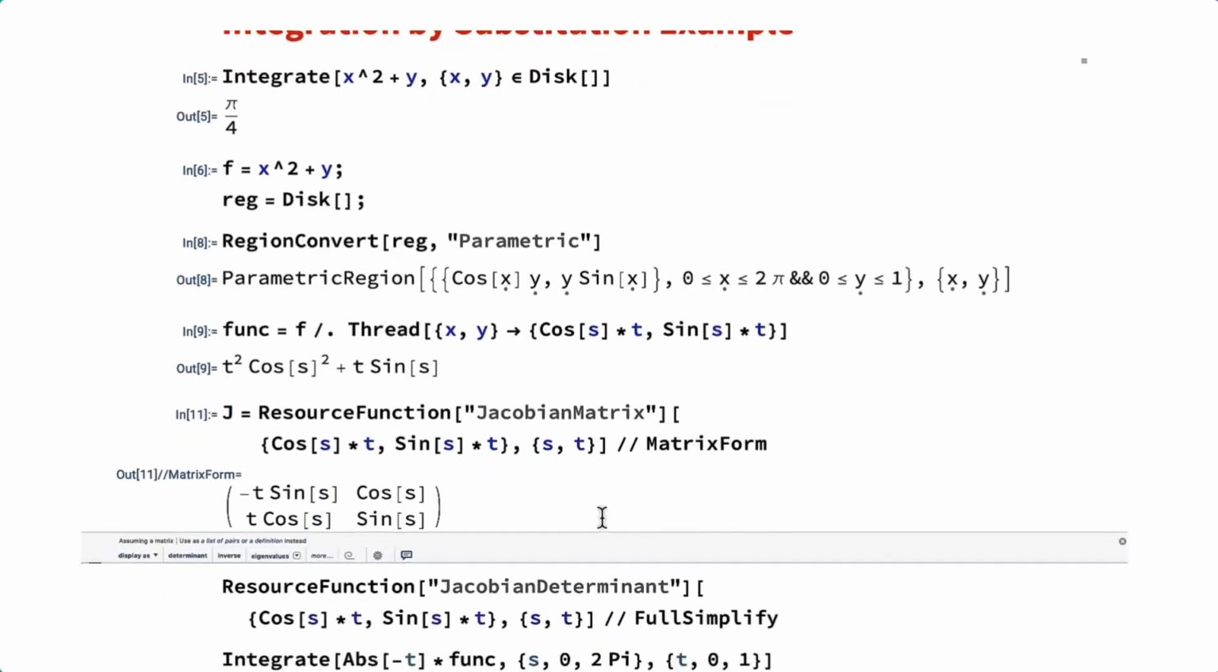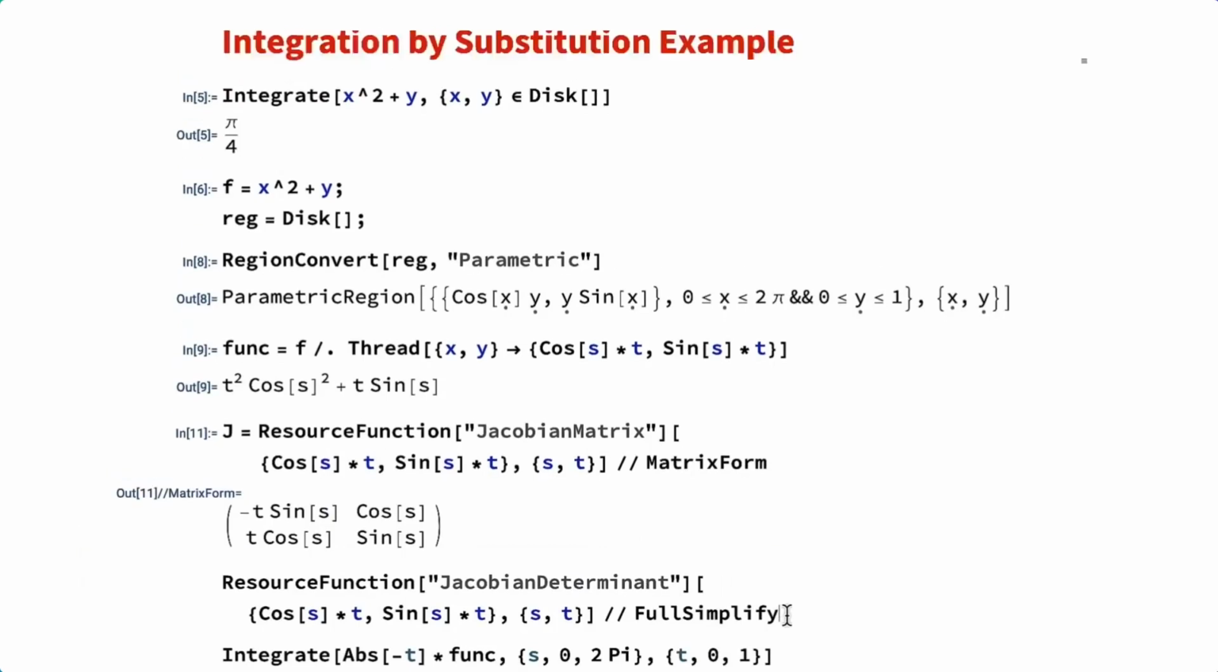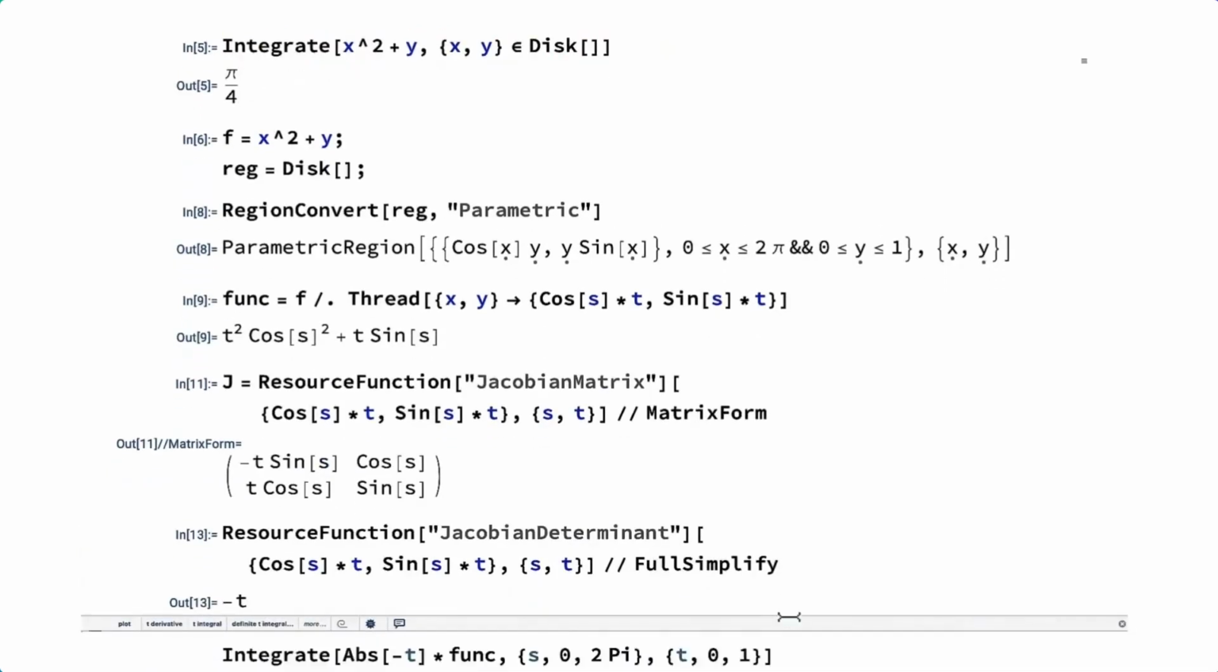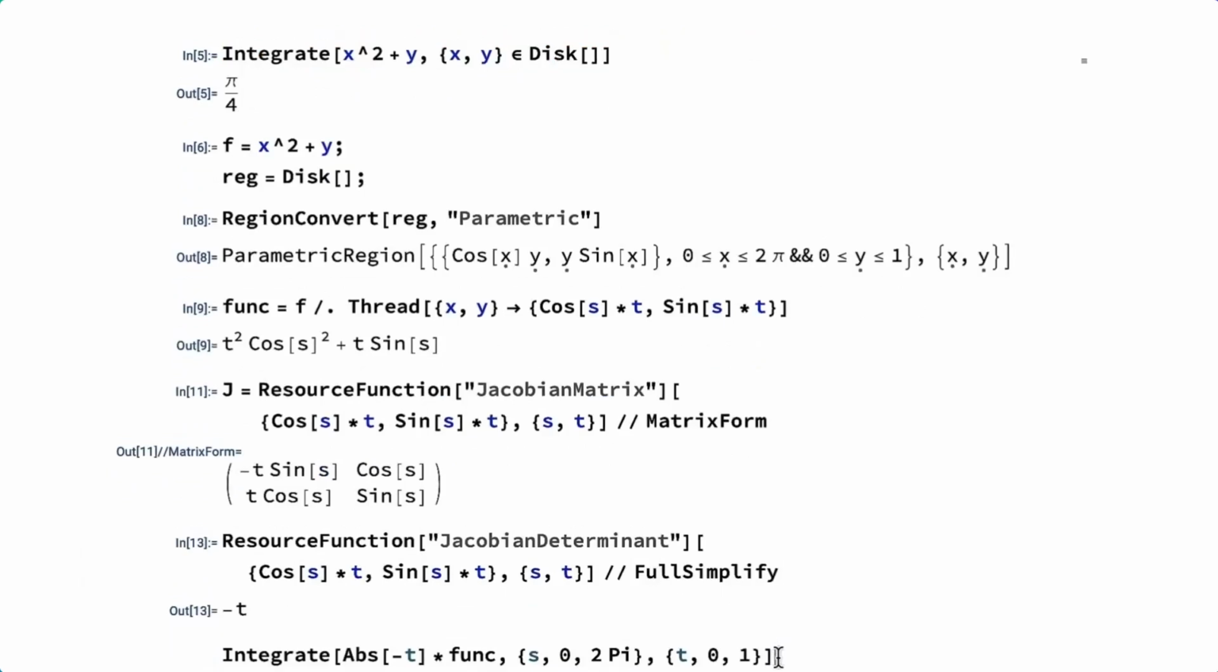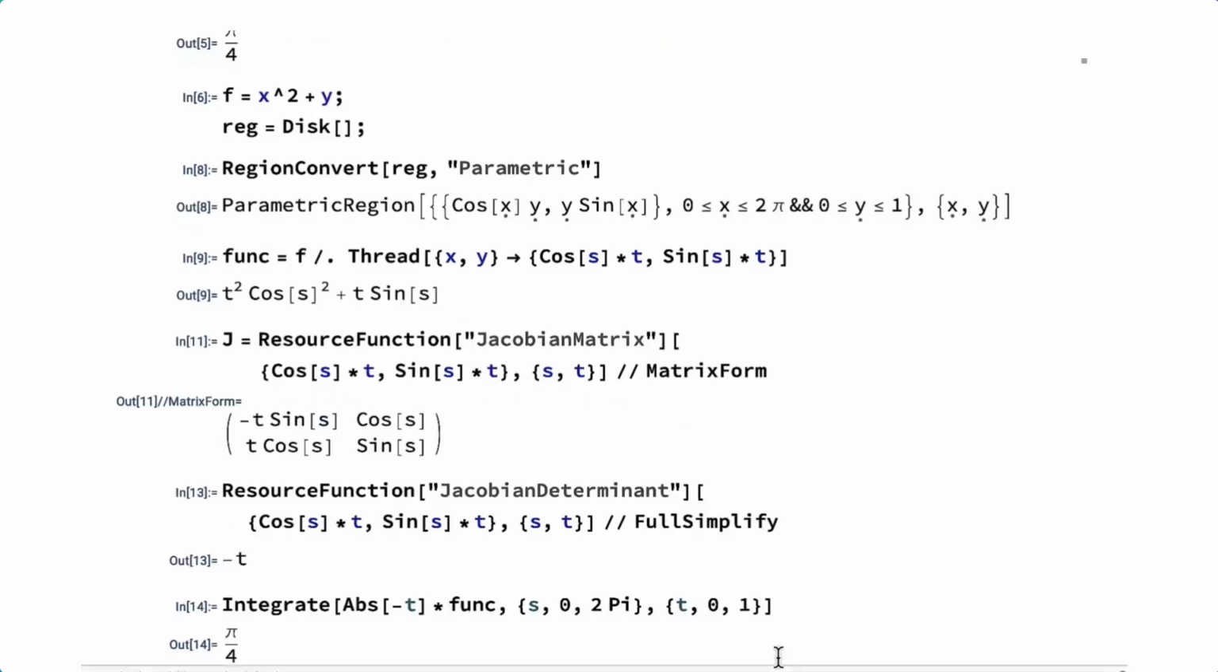This is the matrix, and here we get the determinant of that matrix. So the coefficient k is the absolute value of minus t, and our integral is in fact equivalent to this definite integral.